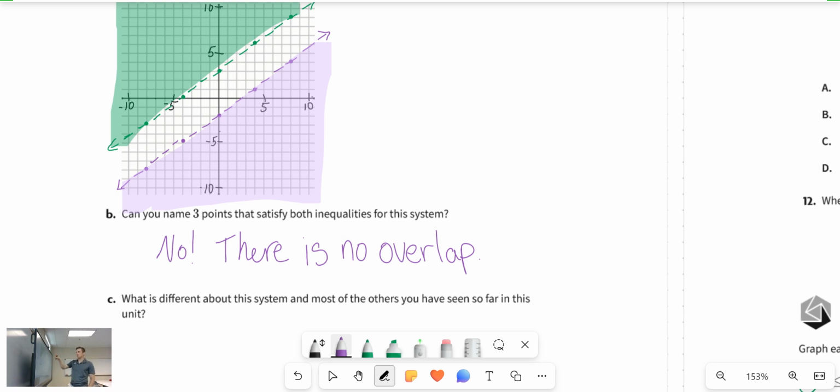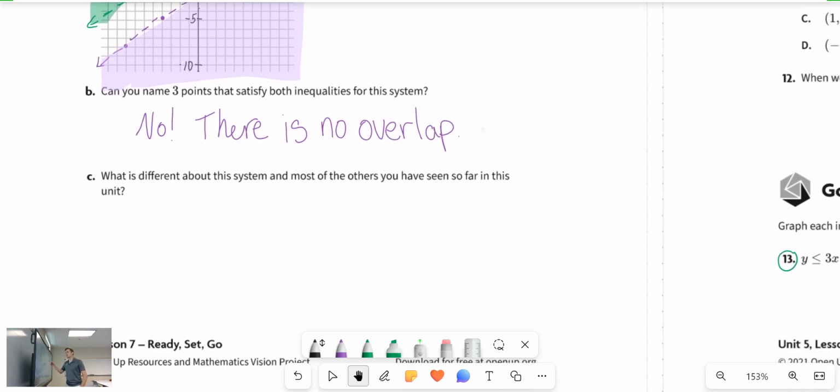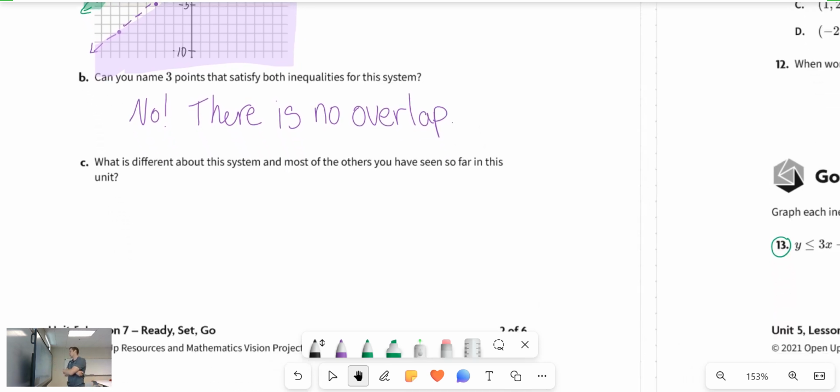Right, so there's no overlap between the two shaded regions, meaning any solution to one inequality is not a solution to the other, right? There are no points that satisfy both. And it's because they actually have the same slope. Oh, so that's actually part C. What's different about this system and most of the others you've seen so far in this unit? There's no overlap because the slopes are the same.